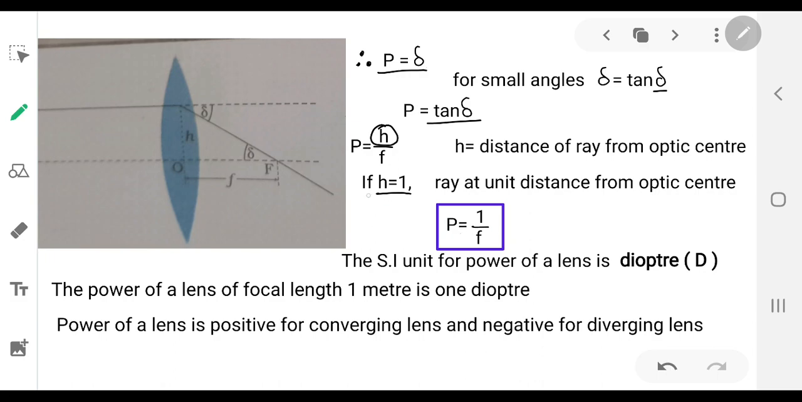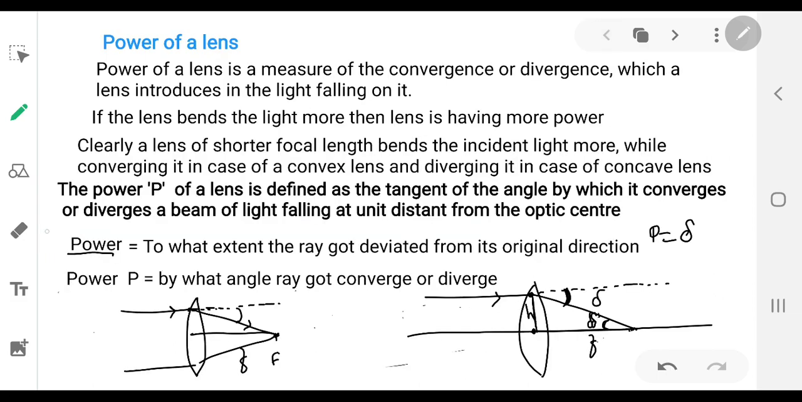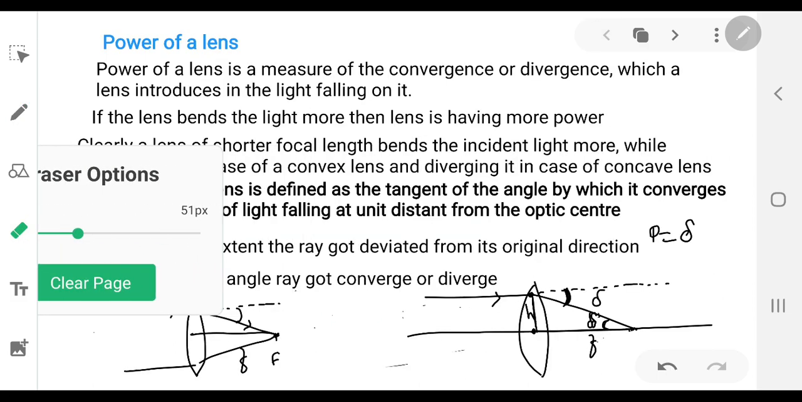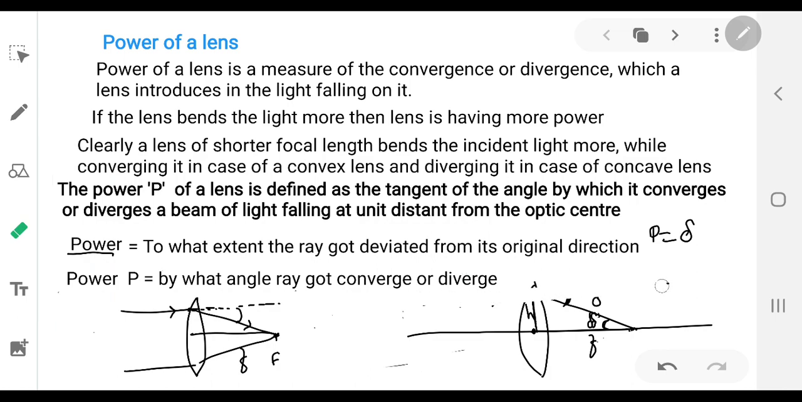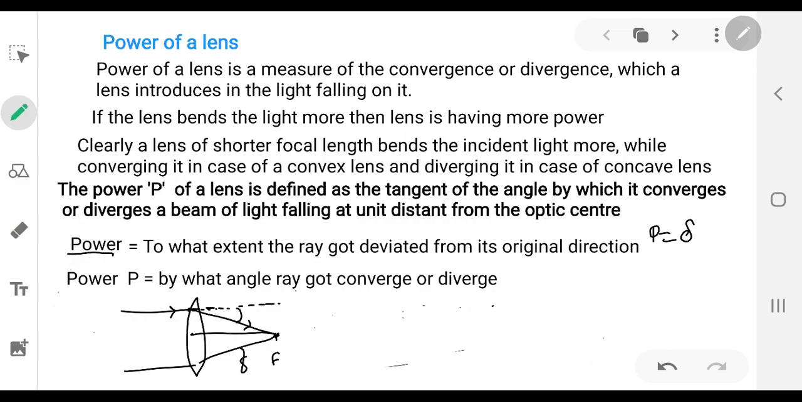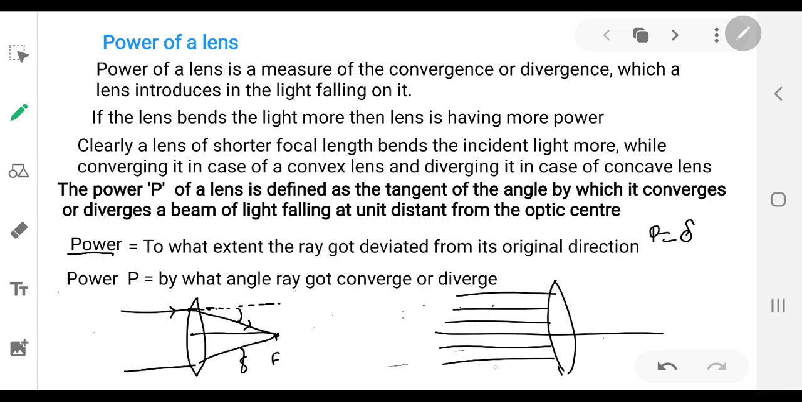Now why take h equal to 1? Again coming back to our diagram, if you consider a convex lens, if paraxial rays are incident on it, we are considering a few paraxial rays and they are converging at their principal focus.